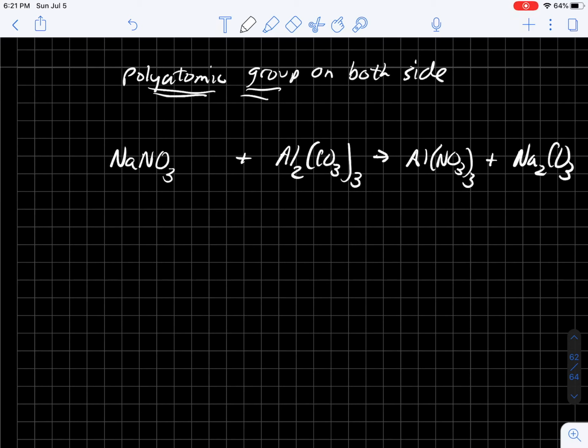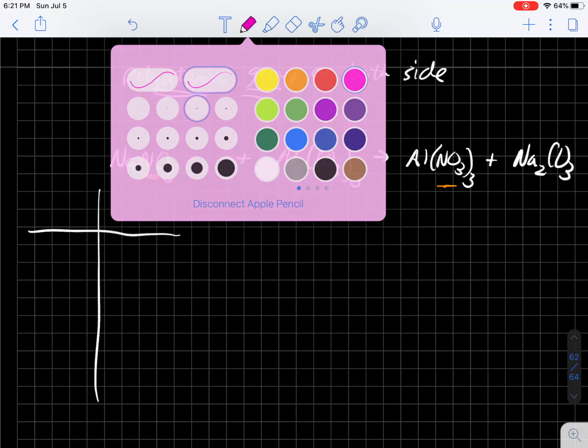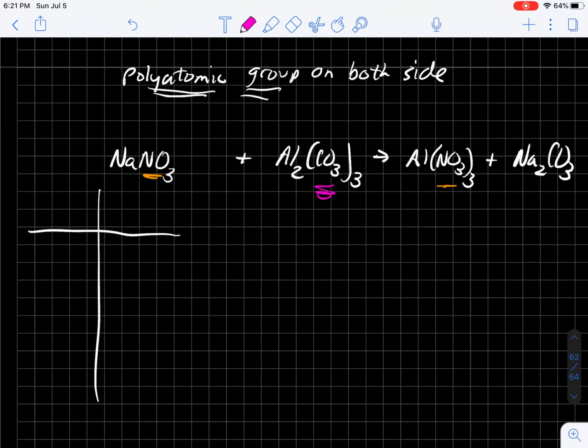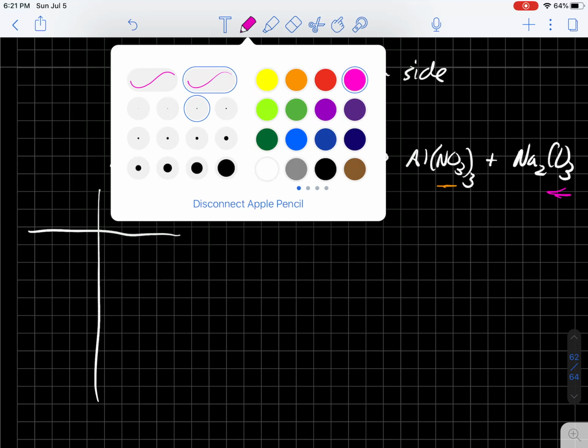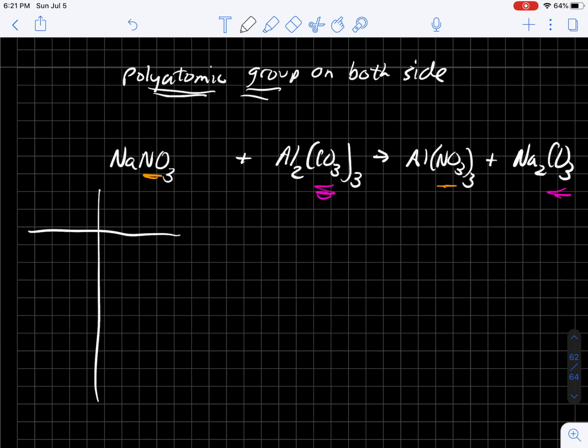okay. So now we got to do our inventory, and there's a lot of oxygens here, and they're split out among multiple compounds. However, if you notice, we have a nitrate group on the reactant side. We also have a nitrate group in parentheses on the product side. We have a carbonate group on the reactant side. We have a carbonate group on the product side. So when I do my inventory, I'm going to treat them as groups. So I'm going to write sodium, I'm going to write nitrate, I'm going to write aluminum, I'm going to write carbonate, and I'm going to write them on both sides.